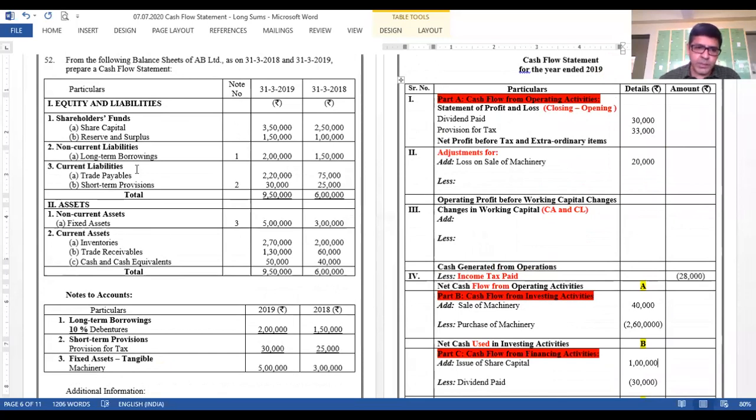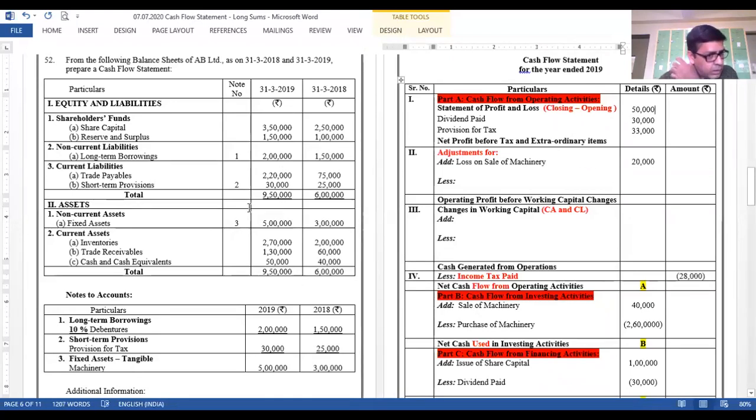Okay, reserves and surplus. There is no notes to accounts for this. Because notes to accounts is not there, the difference has to be taken as balance of statement of P&L. Closing minus opening, 1,50,000 minus 1 lakh. That will be 50,000.